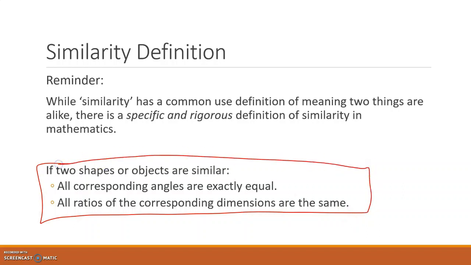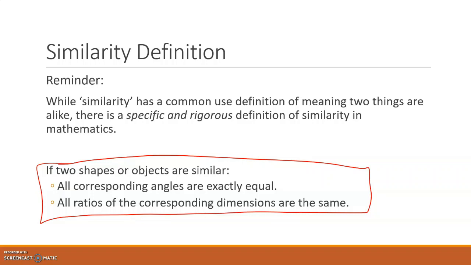It says that if two shapes or objects are similar, all of the corresponding angles are exactly equal to each other. So when the shapes are at the same orientation, the bottom left angle has to be the same as the bottom left angle in both shapes, and the top angle and the bottom right angle, and so on. All angles that correspond to each other must be exactly equal.